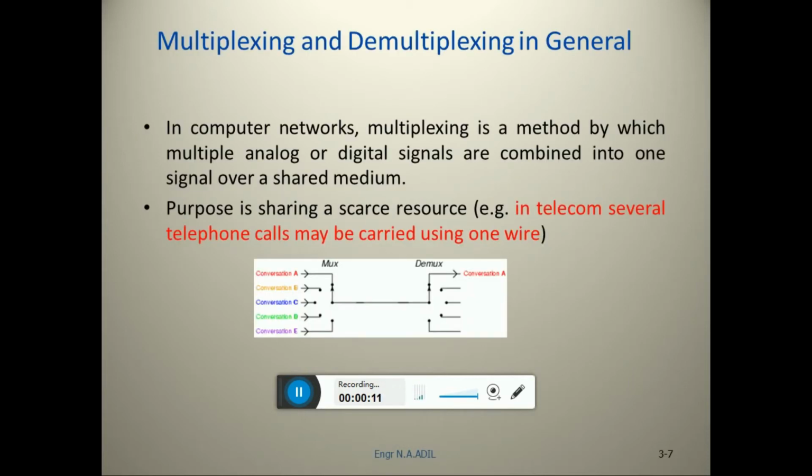So, in computer networks, multiplexing is a method by which multiple analog or digital signals are combined into one signal over a shared medium. The purpose is sharing a scarce resource. For example, in telecom, several telephone calls may be carried using a single wire.